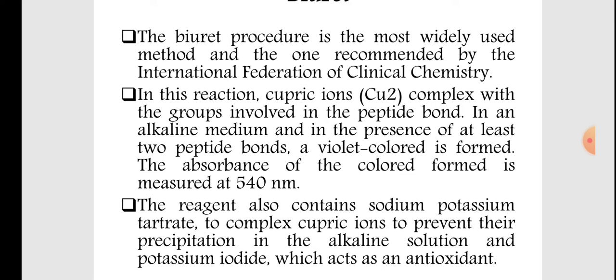كذلك الرياجن بيحتوي على صوديوم بوتاسيوم ترتريت، ومهمة الصوديوم بوتاسيوم ترتريت انه بيعمل كومبلكس مع الكوبريك ايون عشان يمنع البريسبتيشن بتاعه في الالكلاين سوليوشن and بوتاسيوم ايودايد، والبوتاسيوم ايودايد بيعمل as antioxidant.